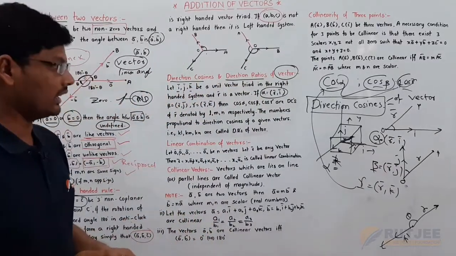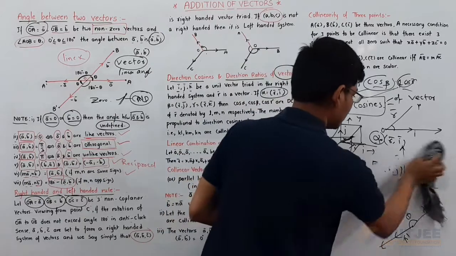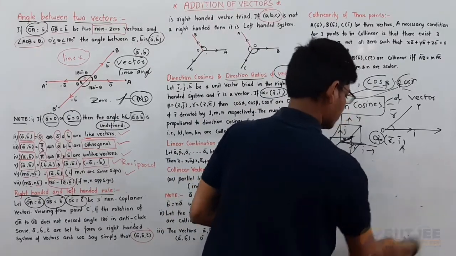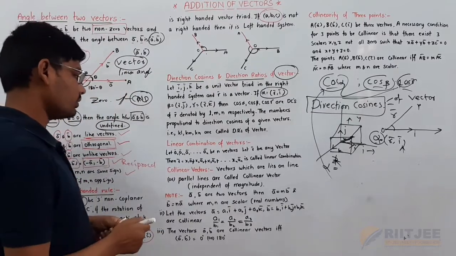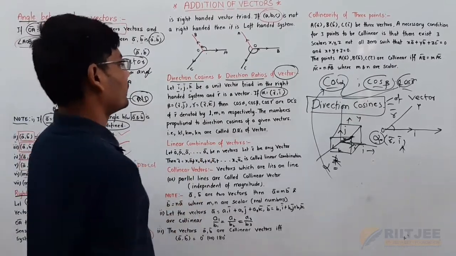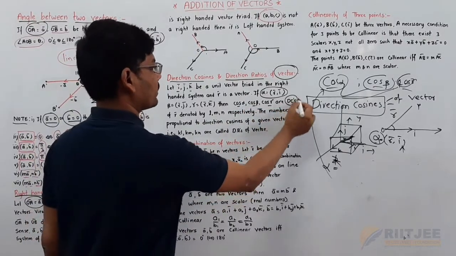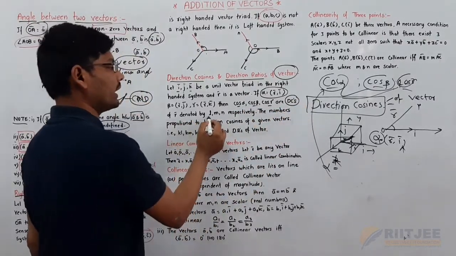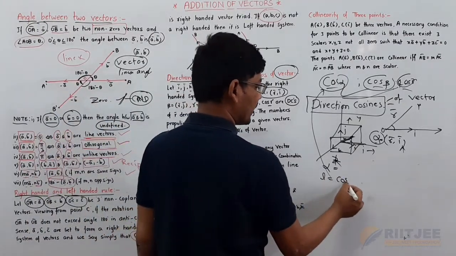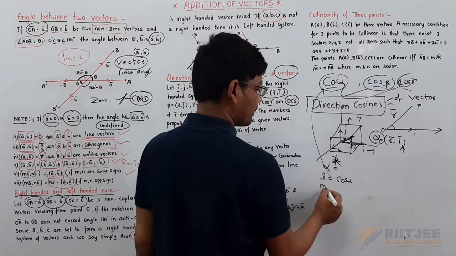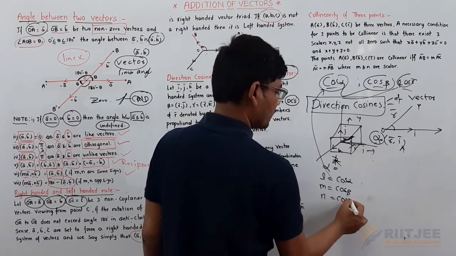And the next one is direction ratios. See here, cos alpha, cos beta, cos gamma are the direction cosines of r bar, denoted by l, m, n. That is, l is equal to cos alpha, m is equal to cos beta, and n is equal to cos gamma.